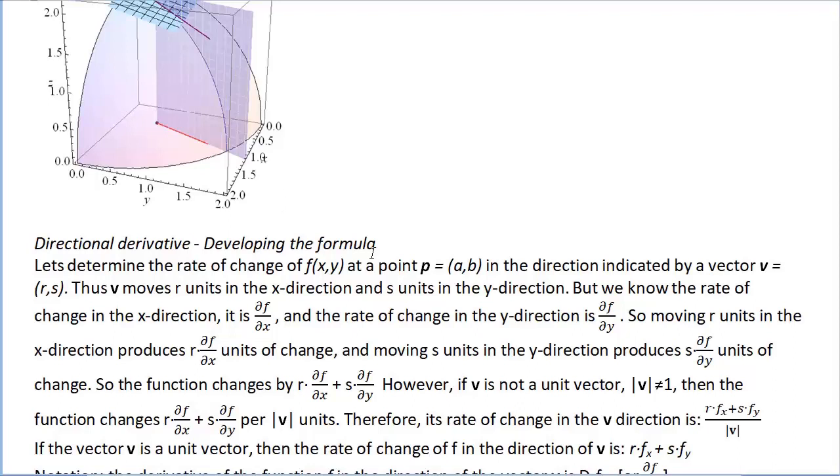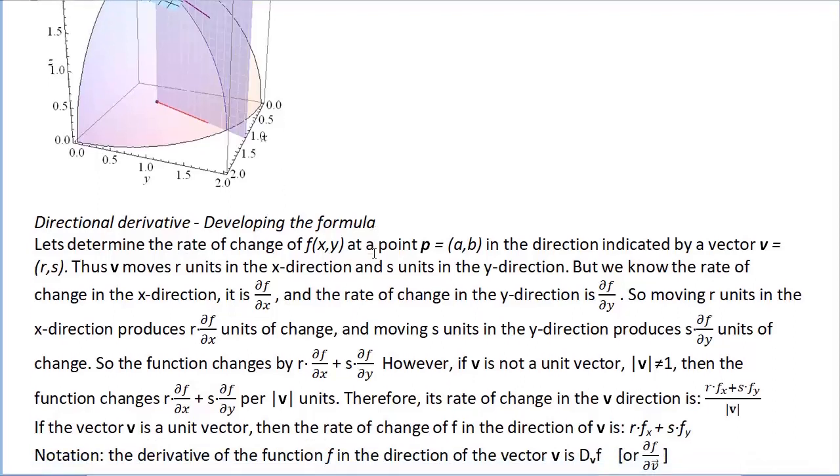Now we can go one step further to simplify this. What if v was a unit vector? If v is a unit vector, then we're just dividing by 1, which is the equivalent of doing nothing. So if we have a unit vector, then the rate of change is just going to be r times f sub x plus s times f sub y.